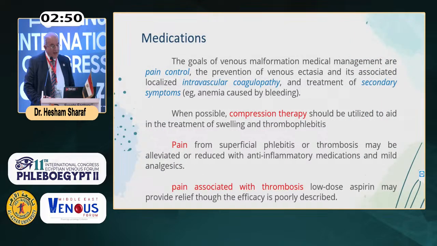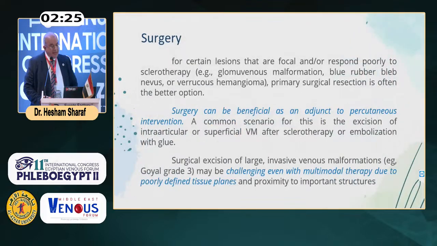Medication: there are different types of management of extremity venous malformation, like compression therapy, and the pain from superficial phlebitis and thrombosis may be alleviated by the use of anti-inflammatory medication and analgesics. When associated with thrombosis, low-dose aspirin may provide relief, though its efficacy is poorly described. Surgery is for certain lesions that are focal and respond poorly to sclerotherapy. Its indication is very limited because of the higher rate of recurrence.